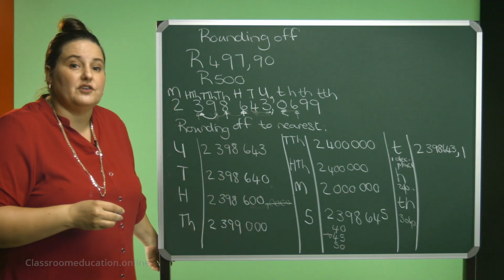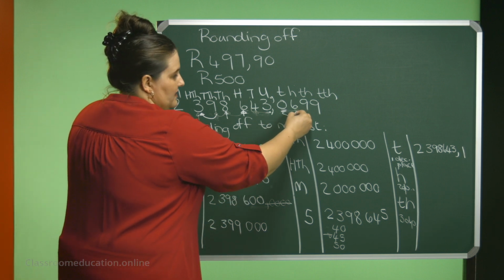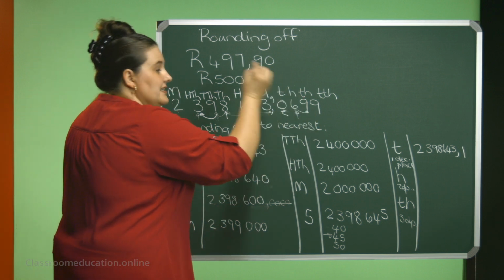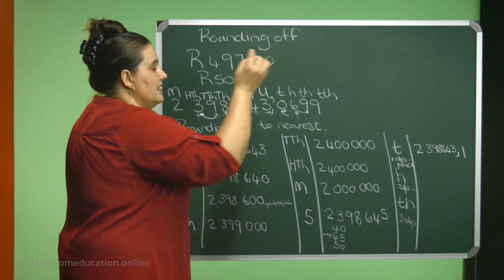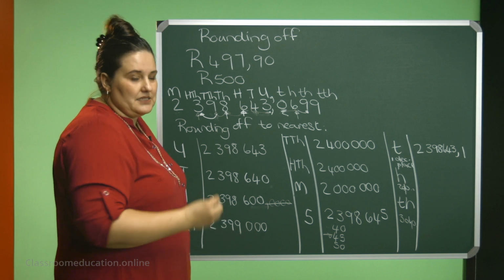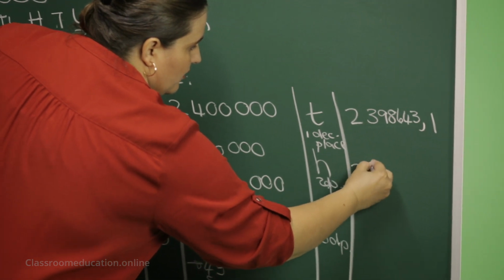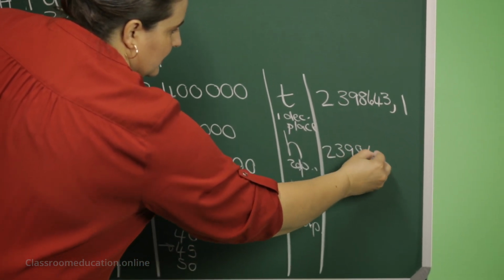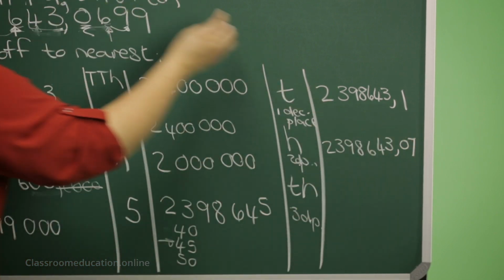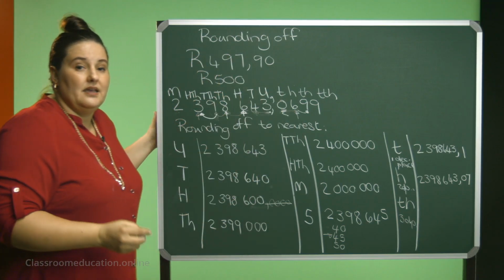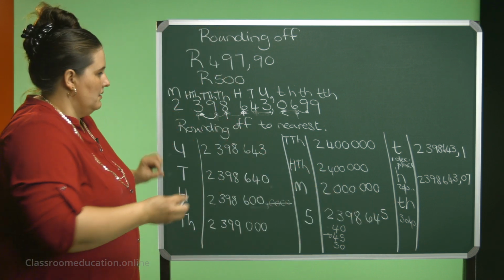If you need to round it off to hundredths, look at your hundredths. Look at the value on the right-hand side of the rounding position. Will the 9 make the 6 1 bigger? Yes. So this will become a 7. So 2,398,643, comma 07. The last one, rounding off to thousandths.